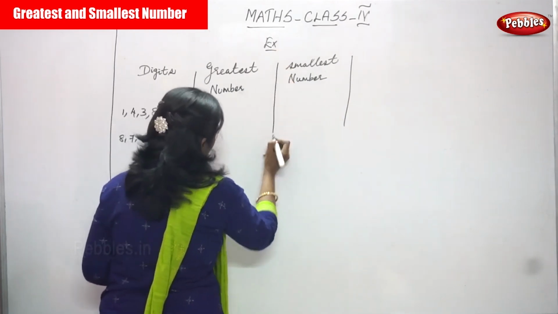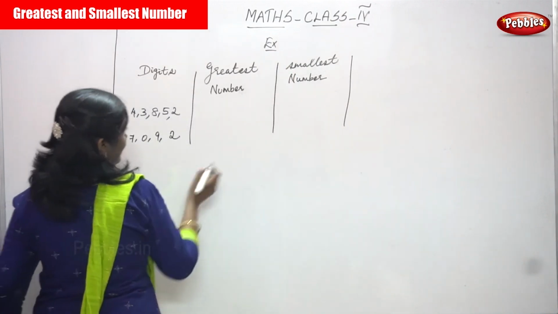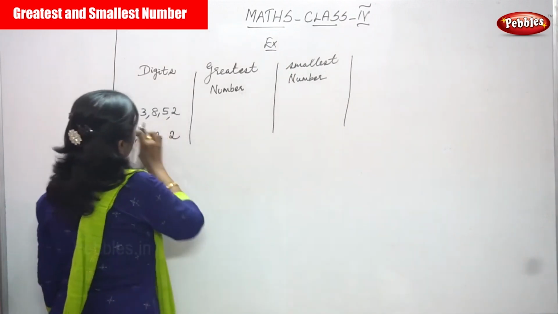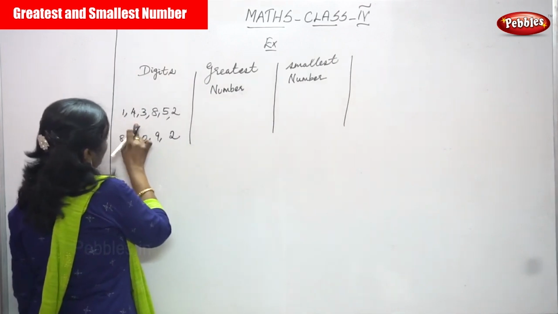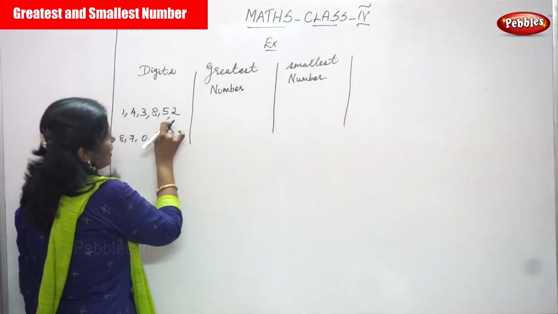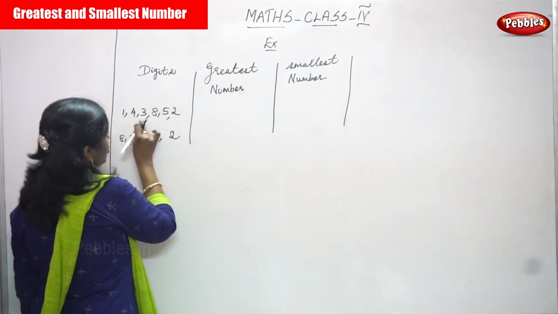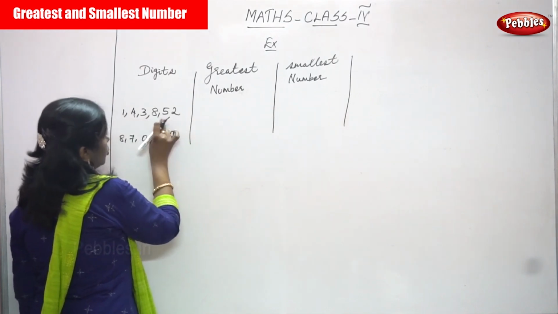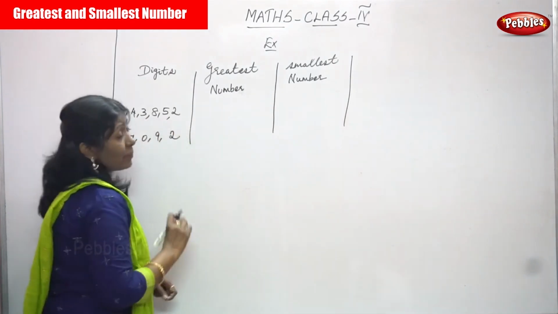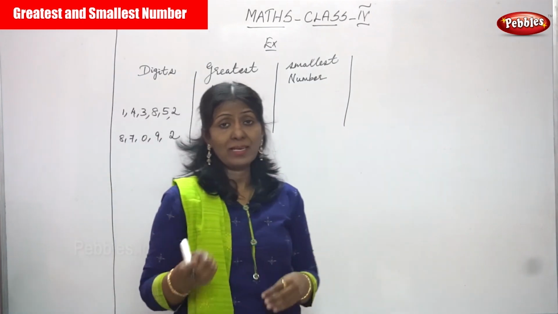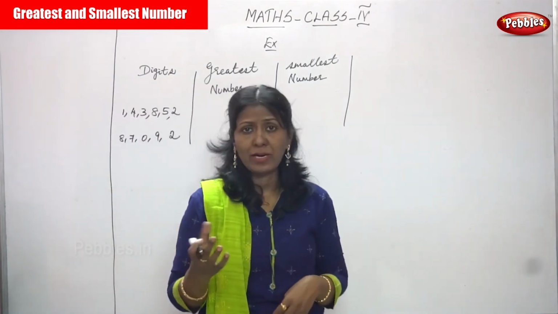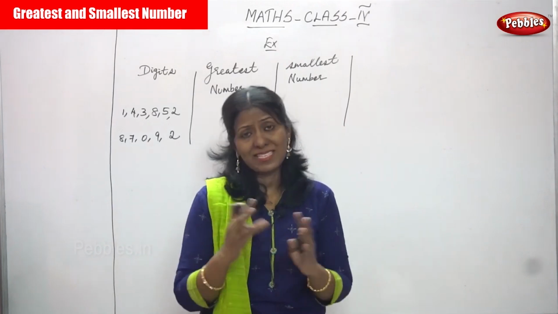Just now we have seen only the example, but now we are going to see the exercise. The digits given are 1, 4, 3, 8, 5, 2. So how many numbers? 1, 2, 3, 4, 5, 6 numbers. But these numbers are not in the proper order. Simply, these are called individual numbers, but they are mixed together in a jumble form.